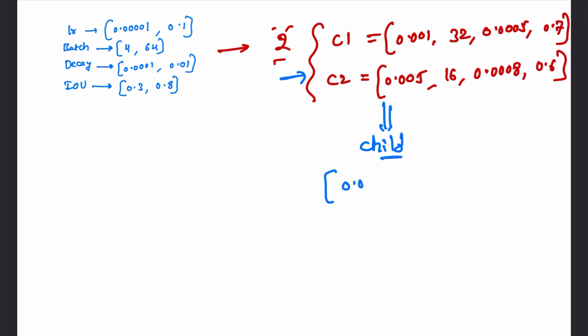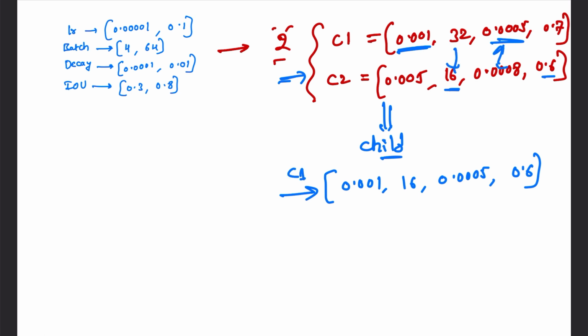So now with this, I will create a new child which can be 0.001 and 16. So I used batch size from the second parent. Maybe I will use this and I will use this, 0.0005 and 0.6. So this is my new child now. Similarly, I will create multiple children from these parents with different combinations of this. So this is actually child 1. This is actually parent 1 and parent 2, suppose.